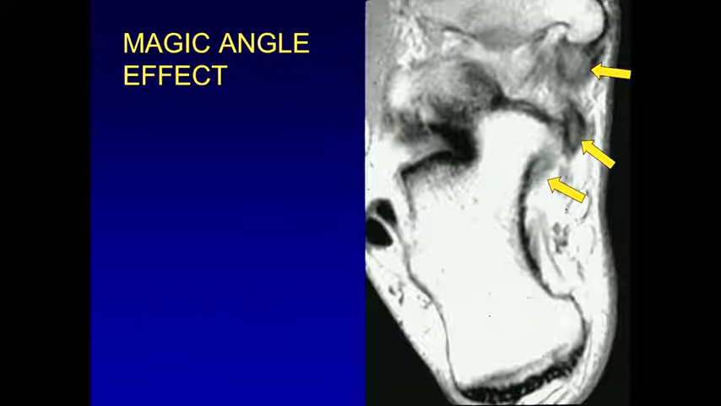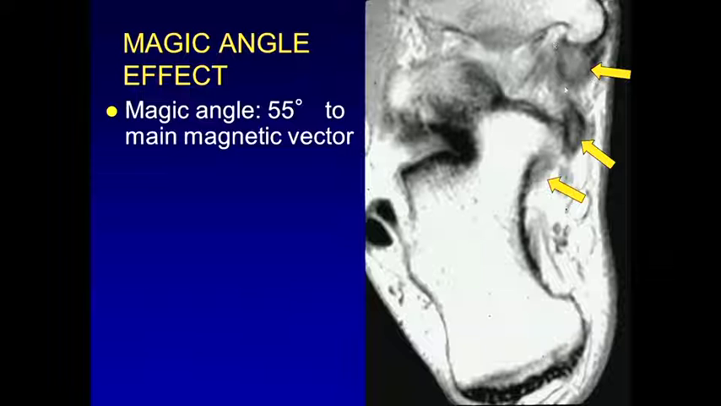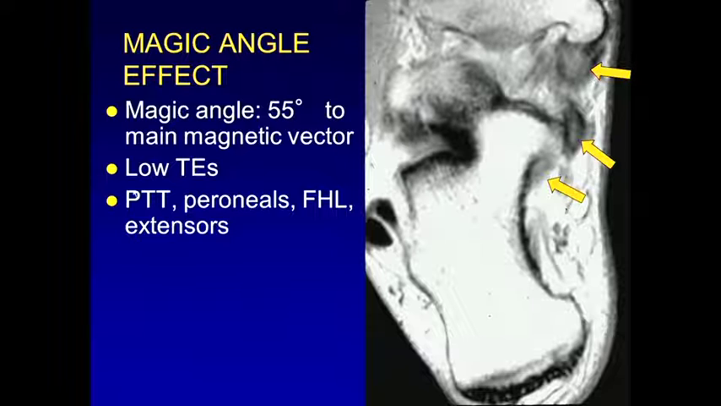Before we start, let's talk about the magic angle effect. This is an old image, but I like it because it actually shows the magic angle effect in the posterior tibial, flexor digitorum, and flexor hallucis longus. And this is increased tendon signal, even if the tendon is normal, and it's associated when the structures form a 55-degree angle to the main magnetic vector. This is seen mainly in low TE, such as T1, sometimes proton density, very common in the posterior tibial tendon as it inserts into the navicular, in the peroneals, flexor hallucis longus, and the extensor tendons.